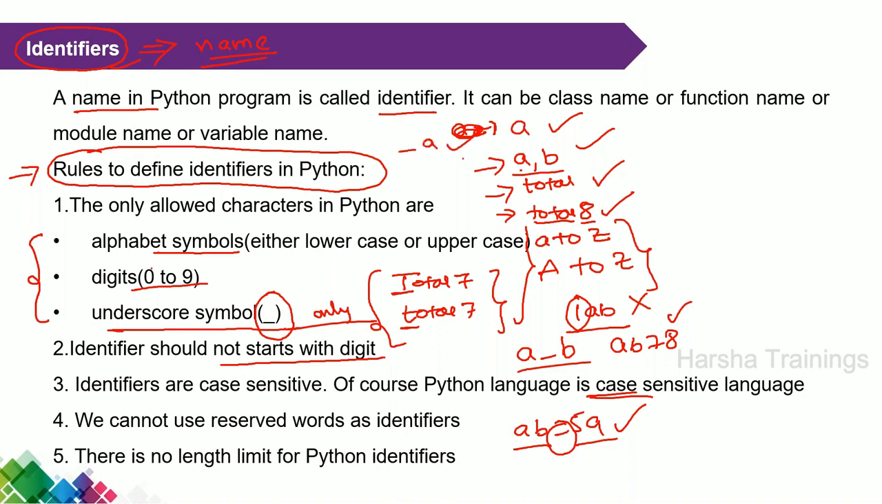Underscore a, this is a variable. Underscore a is also a variable. Only thing is it does not start with a digit. Now, reserved words are not used as identifiers. What do you mean by reserved words? At the time of language development, some words are reserved for some fixed meaning. Those are not allowed to be used as identifiers.